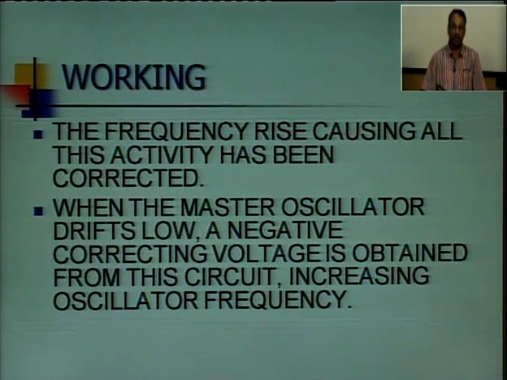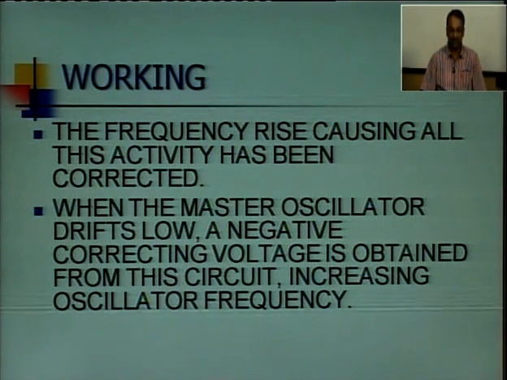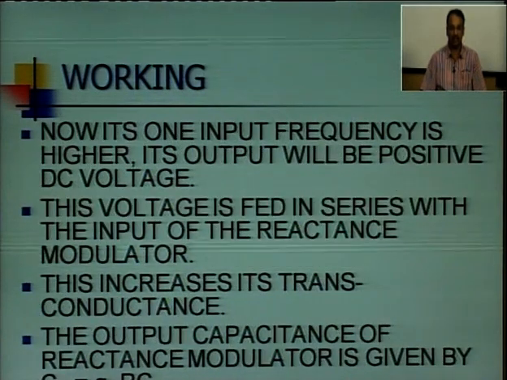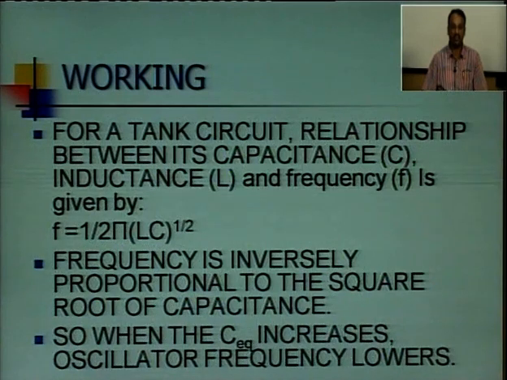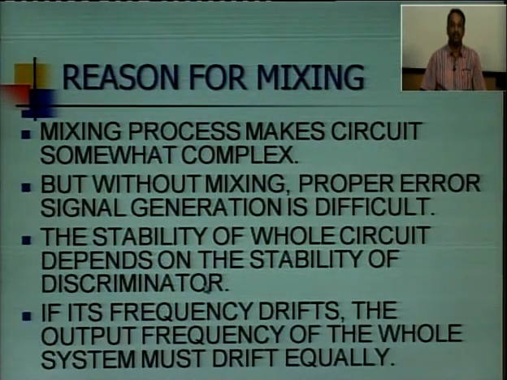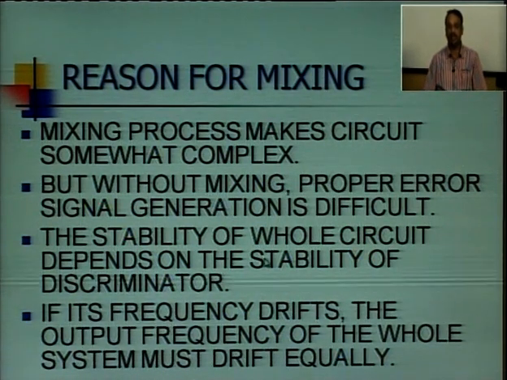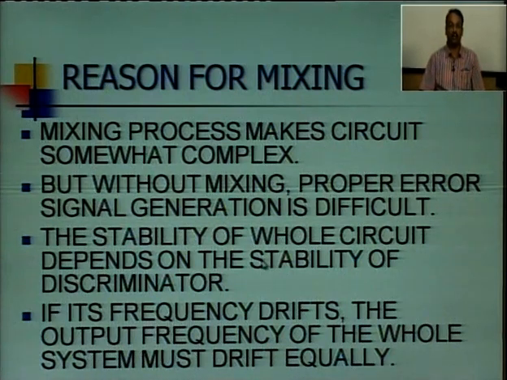When the master oscillator drifts low, a negative correcting voltage is obtained from the discriminator, which is applied to the reactance modulator, which decreases its transconductance, which decreases C equivalent, as C equivalent is directly proportional to transconductance. So, as C equivalent decreases, the overall frequency of the master oscillator increases. The mixing process makes the circuit somewhat complex, but without mixing, a proper error signal cannot be generated. The stability of the whole circuit depends on the stability of the discriminator.